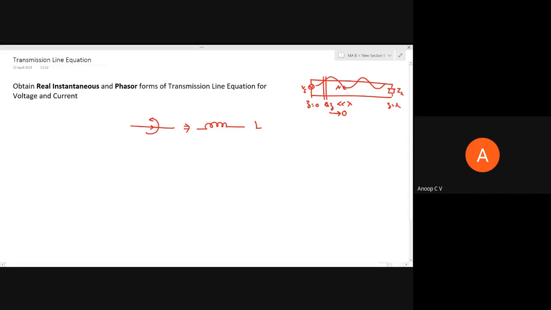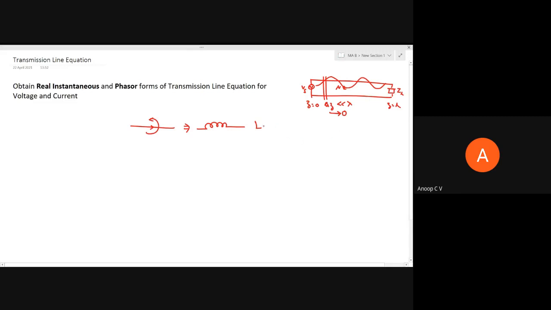A uniform transmission line means the composition of dielectric between these two conducting plates is the same everywhere, and also the spacing between these two is the same. So if you consider these parameters, inductance or capacitance or resistance per unit length, or line density of these parameters, it will be the same everywhere. So that is a uniform transmission line.